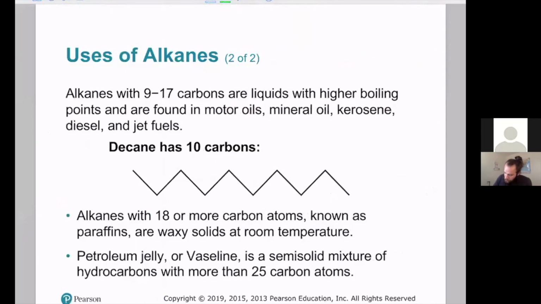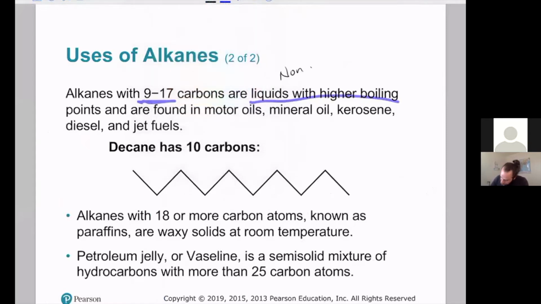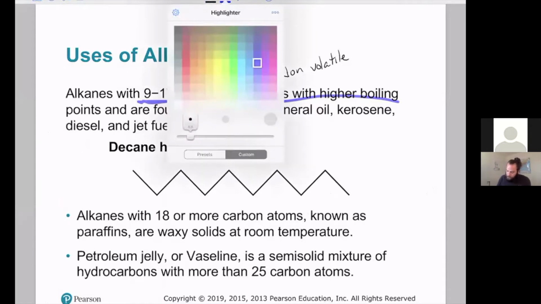And then when we get to longer than that, let's just say anything above that is going to be a liquid with a higher boiling point. Another way of saying that would be a non-volatile liquid. These can be used as fuels too, right? So anything can undergo combustion, but nonetheless, they're not quite as volatile as the other ones.